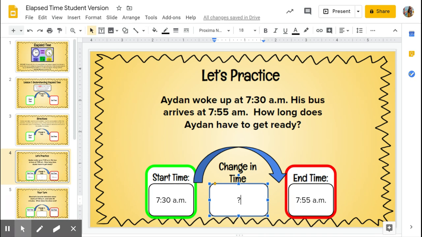We know the start time when he woke up at 7:30. We know the end time when he had to leave for school, but we don't know how long he had to get ready. So on the next couple slides, you're going to do some of these. And your job today is just to figure out which piece of information is missing. Is it the start time, the change in time, or another way to look at that is the elapsed time, or the end time? So good luck.